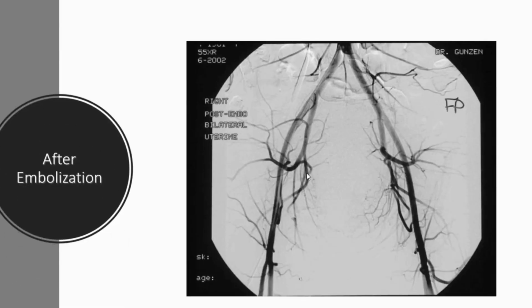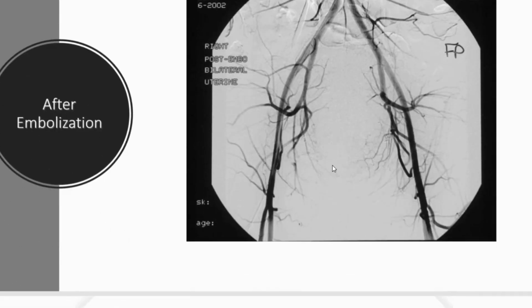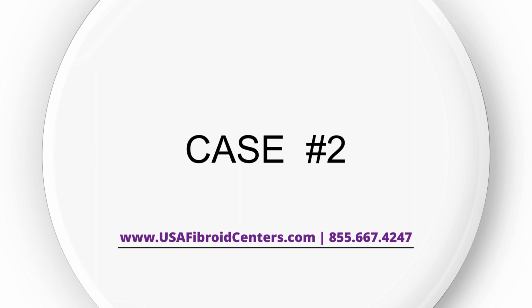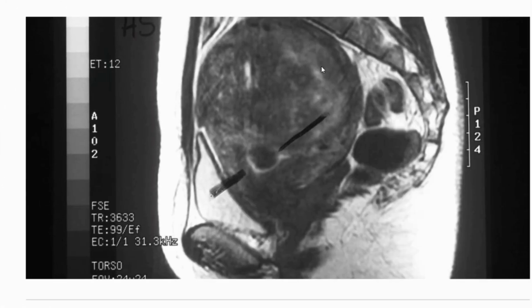This is the right-sided uterine artery. This is an arteriogram of the right uterine artery. You can see the catheter here and coursing down over here. And this is the patient after embolization. There's no flow centrally.